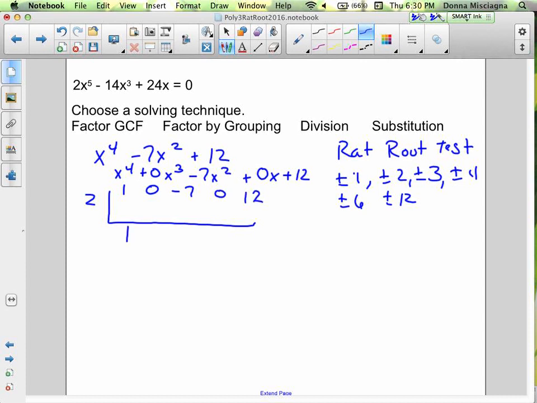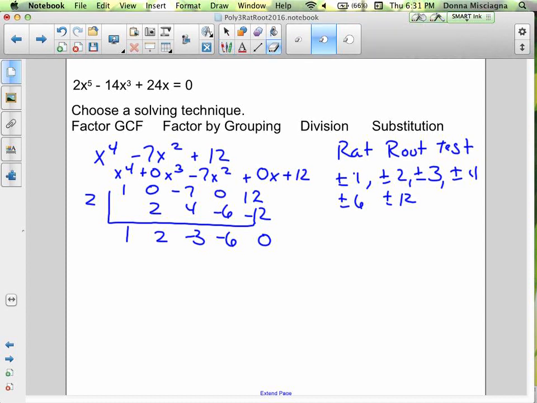And then you'd bring down the 1. 1 times 2 is 2. Add, you'd get 2. 2 times 2 is 4. Add, you'd have negative 3. Negative 3 times 2 is negative 6. Add, you have negative 6. And negative 6 times 2 is negative 12. Add, you get 0. Right? And so then you'd have x cubed plus 2x squared minus 3x minus 6, and we set that equal to 0.